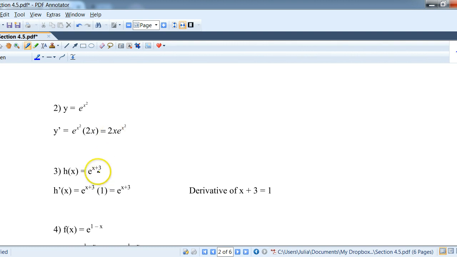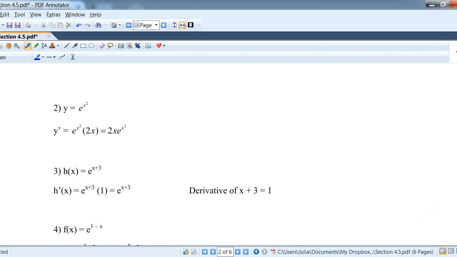What about e to the x plus 3? Well, again, it's itself, e to the x plus 3. And then what's the derivative of x plus 3? Derivative of x is 1, and 3 is a constant, so it's gone. So here we just get 1, so we get the function itself, e to the x plus 3.